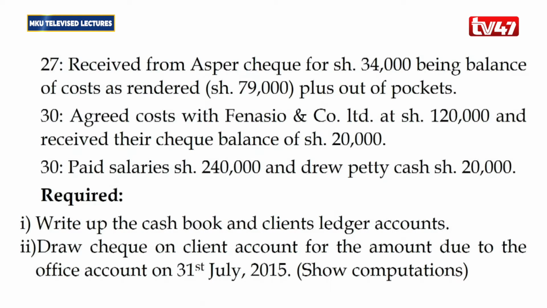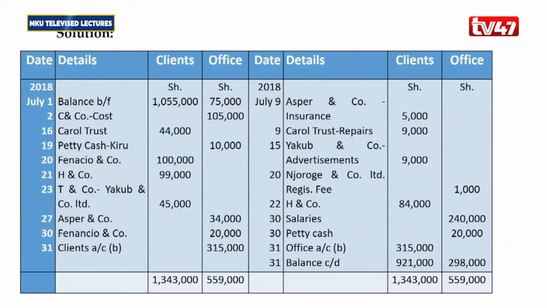So what are we required to do? We are required to do two things. One, we write up the cash book and the client's ledger accounts. And two, we draw a check on the client account for the amount due to the office account, as at the 1st of July 2018, sorry. So let's look at the solution.